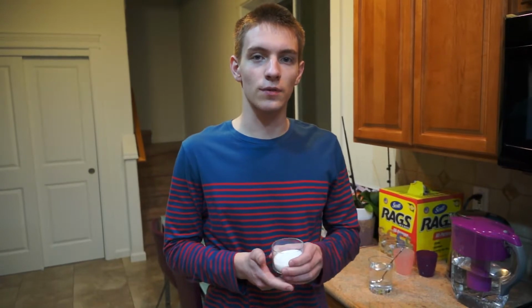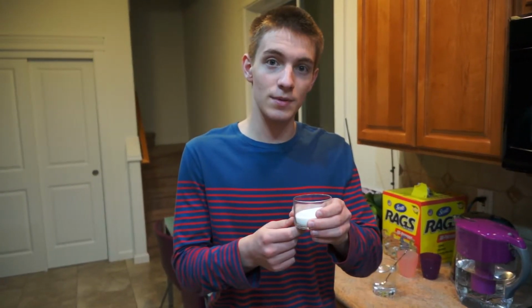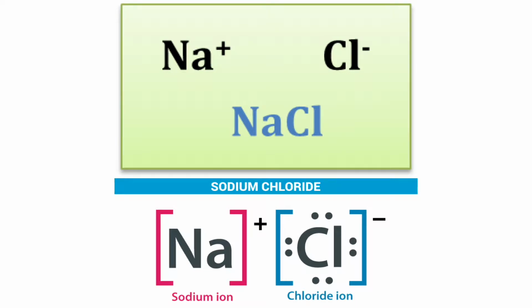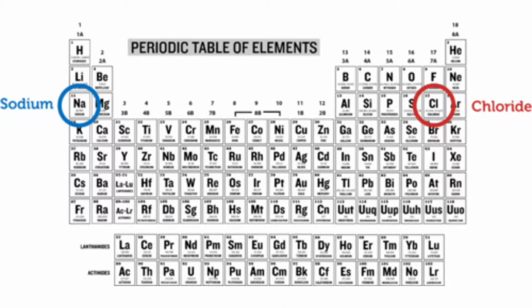The table salt we've just used is known in chemistry as sodium chloride. Sodium chloride is an ionic compound with a chemical formula NaCl, representing a 1:1 ratio of sodium and chloride ions. Sodium is in the first column of the periodic table, so the sodium atom in this compound loses an electron to become Na+, while chlorine is in the second to last column, so the chlorine atom gains an electron to become Cl-.